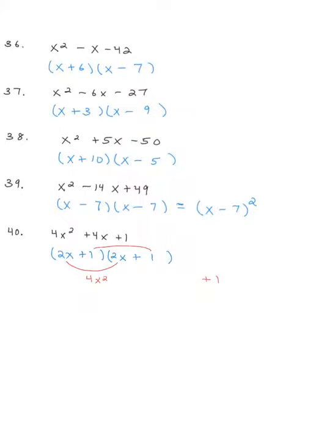What about that 4x? Where is that coming from? That's your outer terms, which is 2x times 1, and your inner terms, which is 1 times 2x. And this actually did happen to work. We get 4x squared, 2x and 2x is 4x, and plus 1.